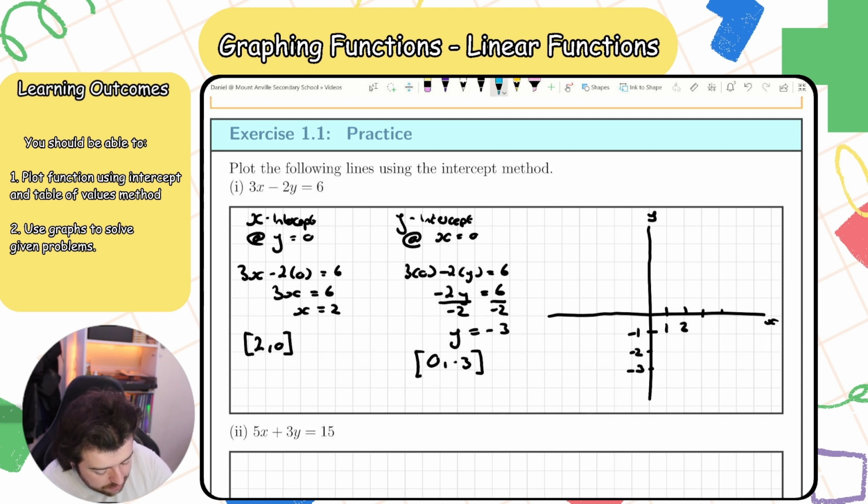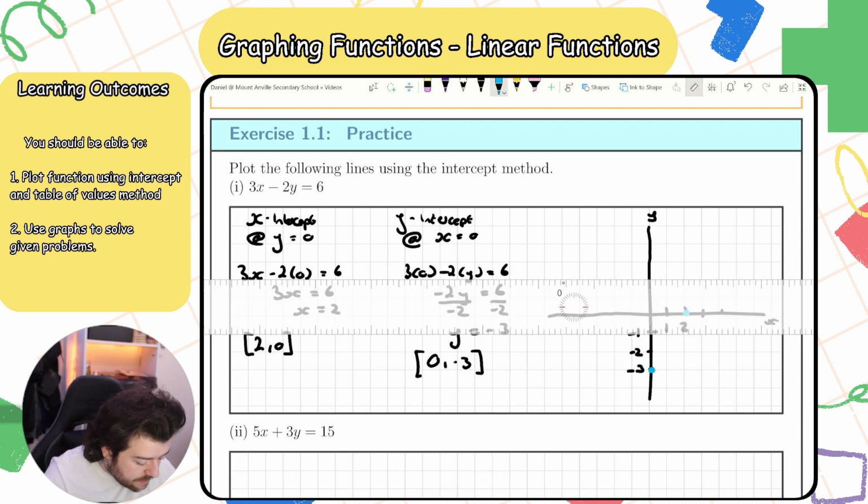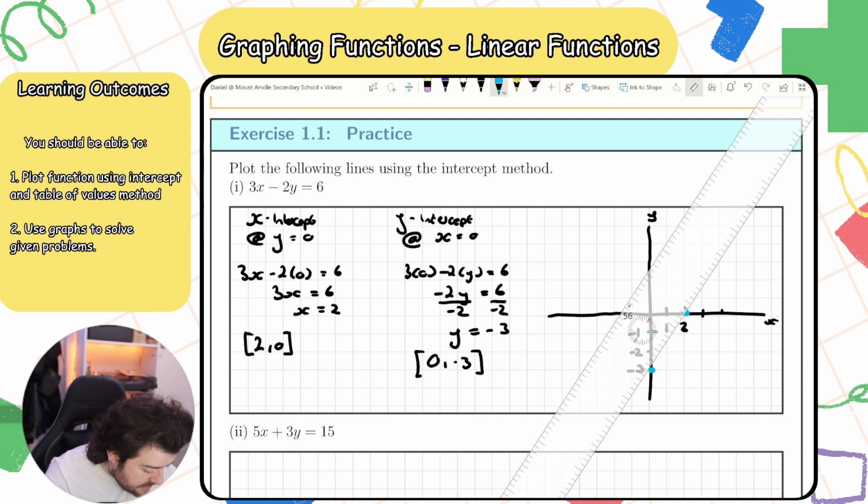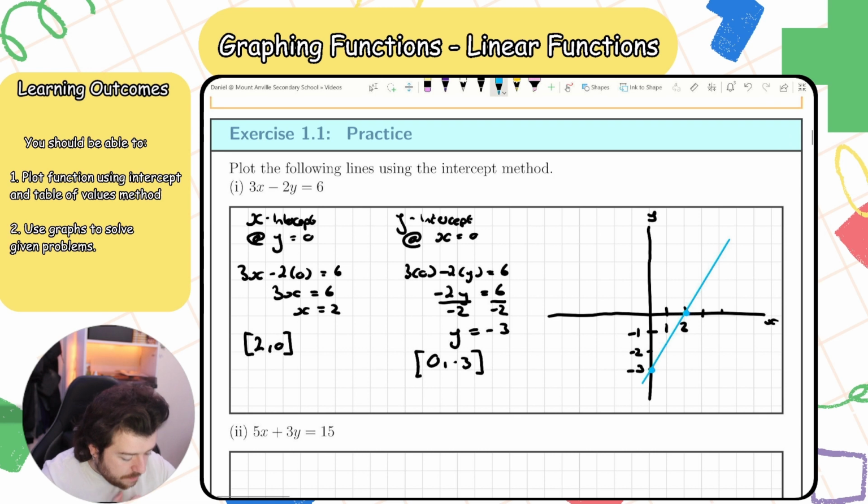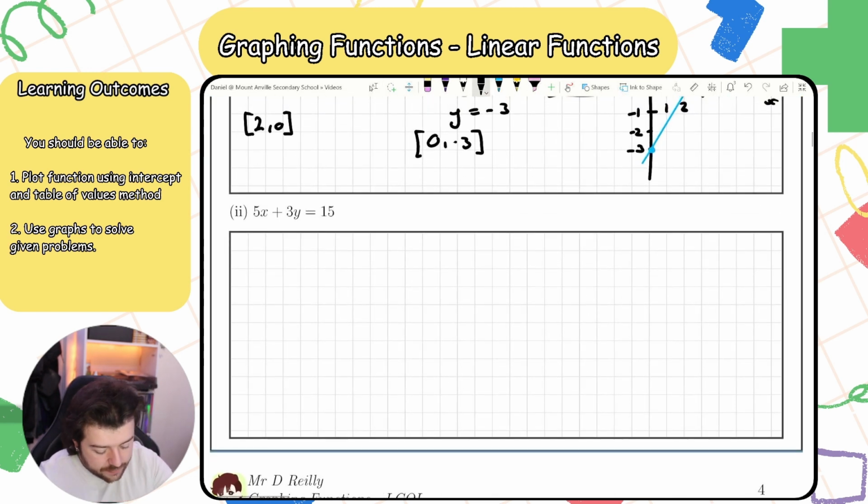plot these 2 points. So my first point here, 2, 0. So when x is 2, y is 0. Boom, there it is. Next point, 0, minus 3. So when x is 0, y is minus 3. Boom, there it is. There's my 2 points. Connect them up. Bada boom, bada bing. Easy peasy, lemon squeezy.